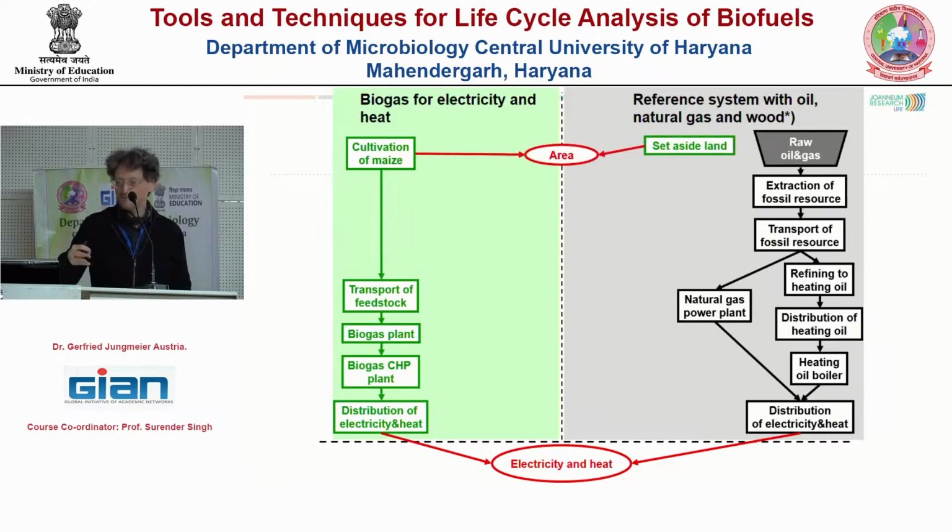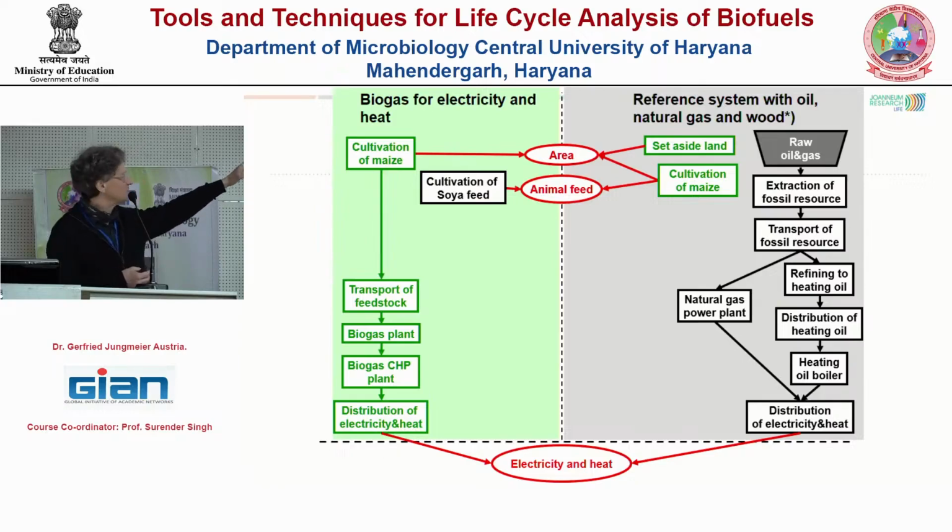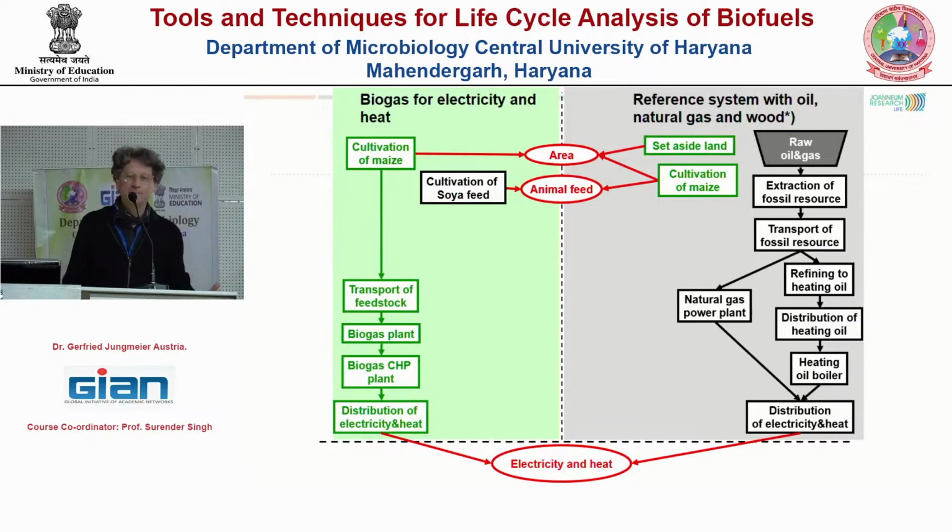So the question is, what is the reference use of this piece of land? It's in that case set aside land. Then additionally, we had also substituted cultivation of maize as an animal feed. Yeah, and if we do that, we are lacking animal feed. Yeah, because if we now use the corn for biogas, we need the animal feed again, and to replace this animal feed, we're going back to the cultivation or the import of soy feed.